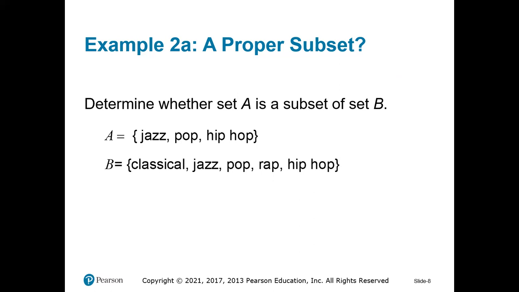All it takes is just one element. For example, classical is an element of B, but not in A. So therefore, A is a proper subset of B.